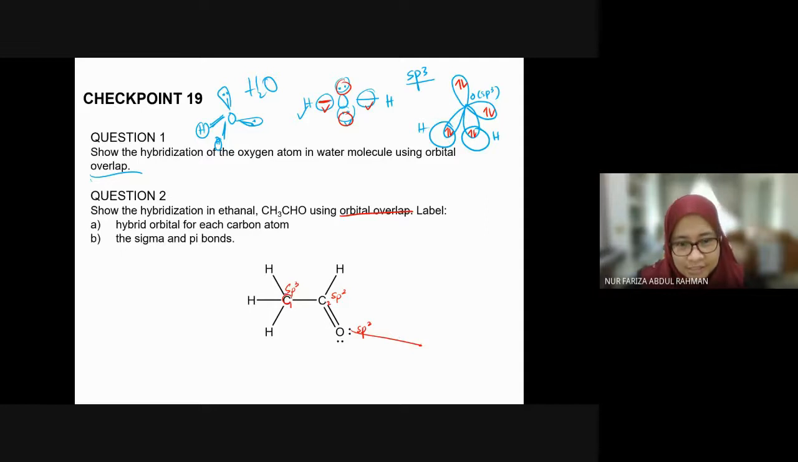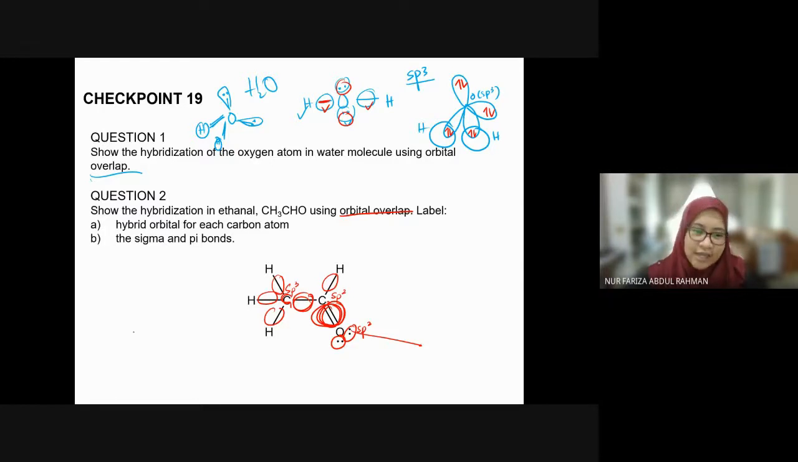Okay, alright. So this C1 is only attached to these 4 groups. That means it should be sp3. Okay, see the second carbon, it is attached to 1, 2, 3, so sp2. How about oxygen? It is attached to this one, 1, 2, 3, so sp2. Okay, as simple as that. Alright. Label the hybrid orbital for each carbon atom.